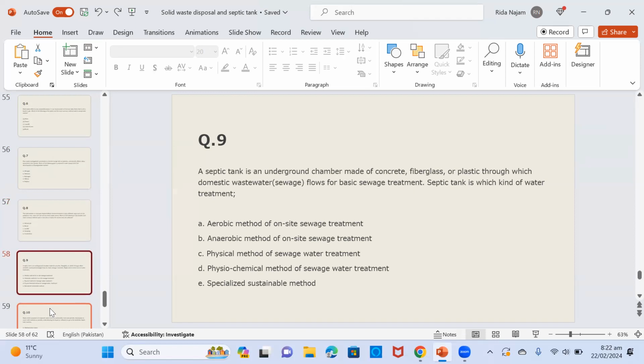Question 9. A septic tank is an underground chamber made of concrete, fiberglass, or plastic through which domestic wastewater sewage flows for basic sewage treatment. Septic tank, which is a kind of water treatment, basically is A. An aerobic method of on-site sewage treatment, B. An anaerobic method of on-site sewage treatment, C. Physical method of sewage water treatment, D. Physiochemical method of sewage water treatment, or E. Specialized sustainable method? B. Yes, the answer is B.